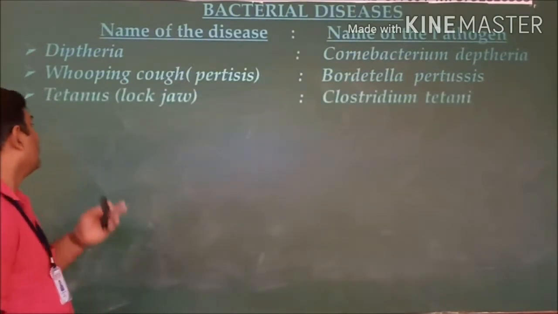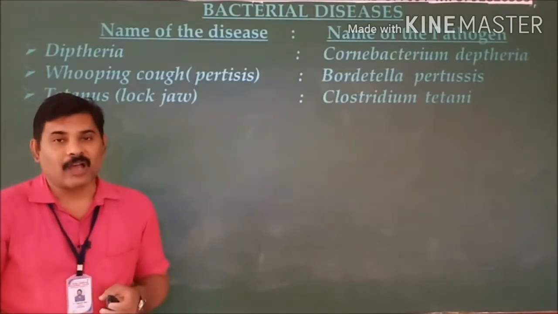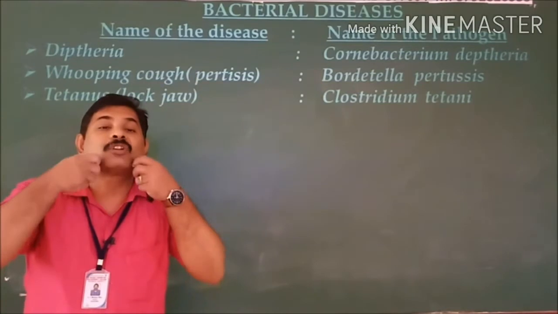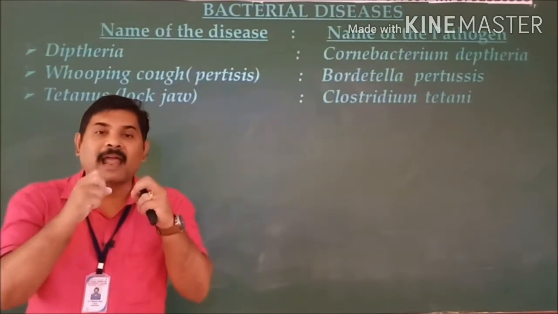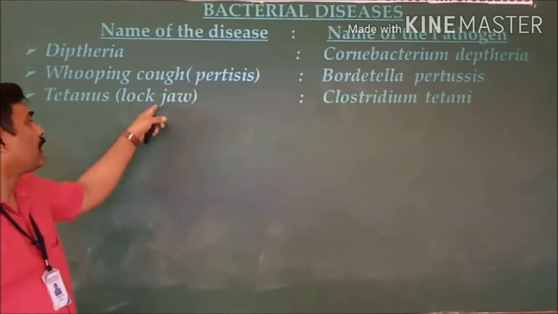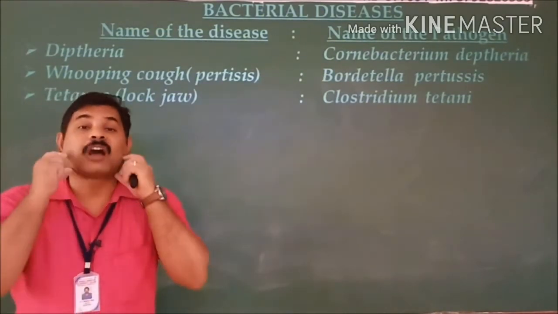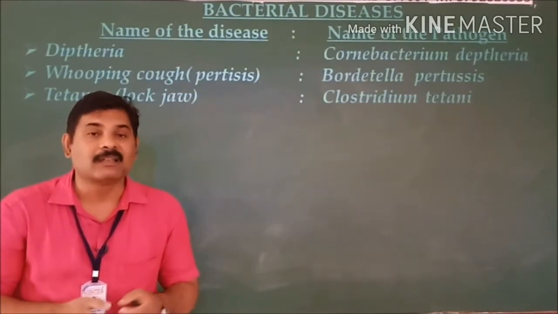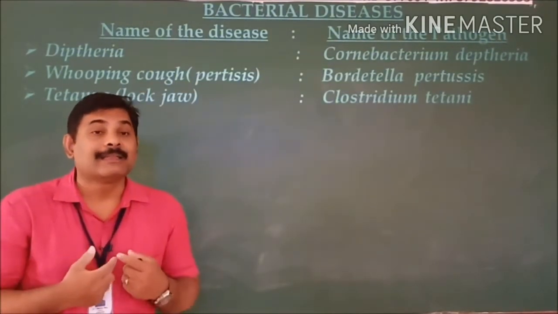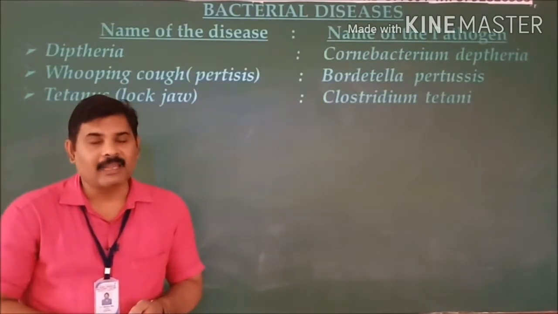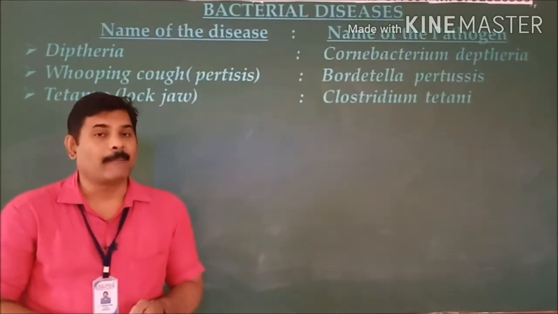And thereafter you can see tetanus or lockjaw. In this case, the muscles present in your jaw and neck contract and remain in a contracted condition. That is the reason why we call it lockjaw. Your jaws get locked because of strong contractions of the muscles present in the neck as well as the jaws. And this is caused by Clostridium tetani, which is the name of a bacteria.